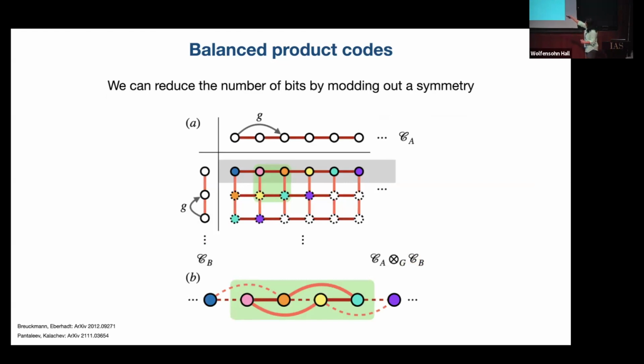But then everything that you can get to by the combined action of those two sites, so in this case, I go two left and one down, should all be identified. Okay, so all your diagonals get identified, and you basically go from this 2D system to this effectively 1D system with these longer range interactions. And that's this modding out of the symmetry, which has shrunk your lattice down.